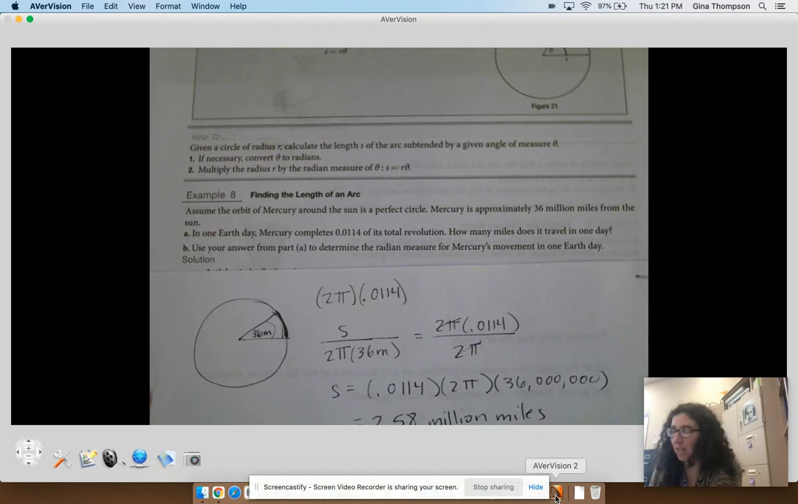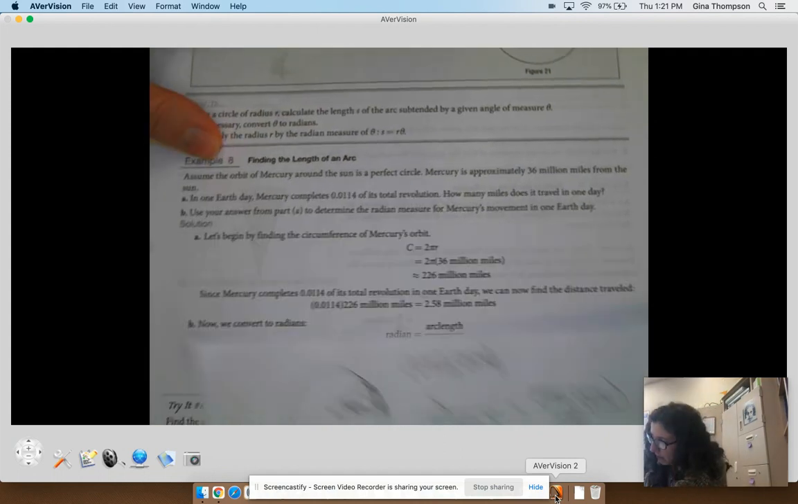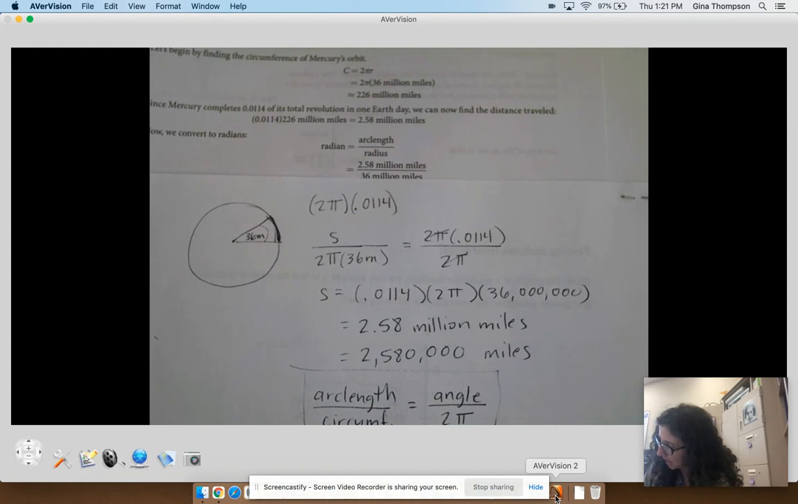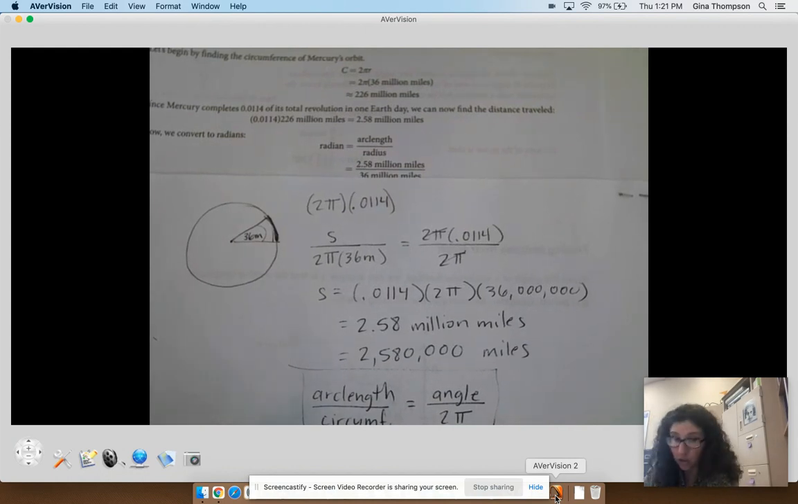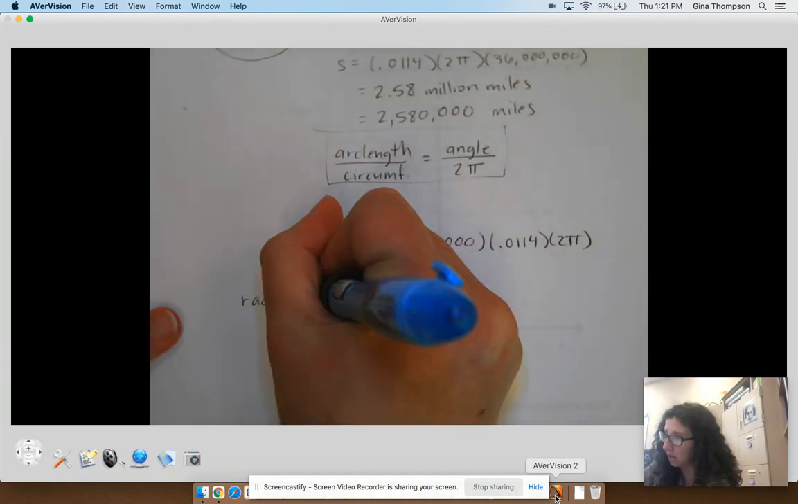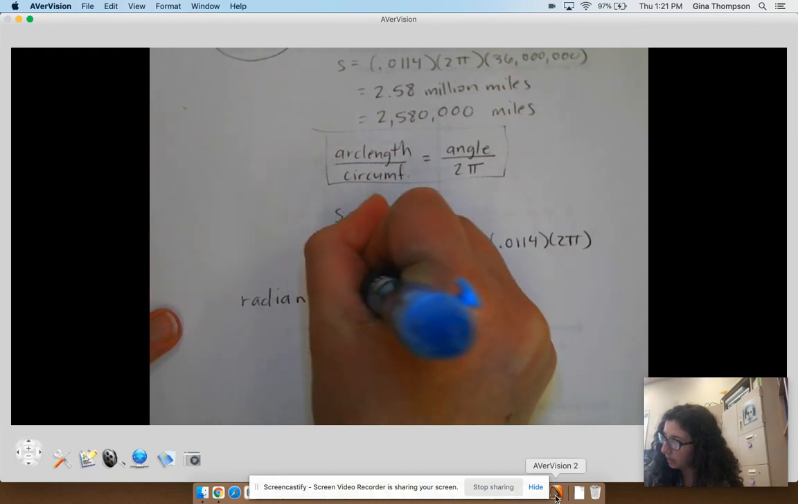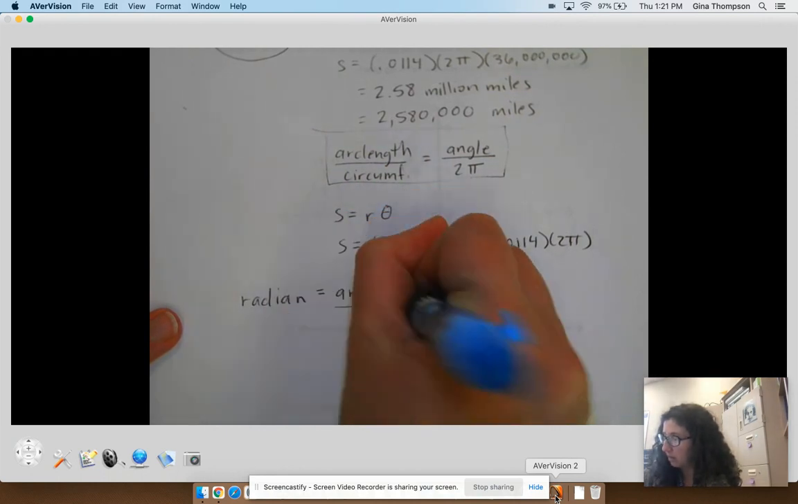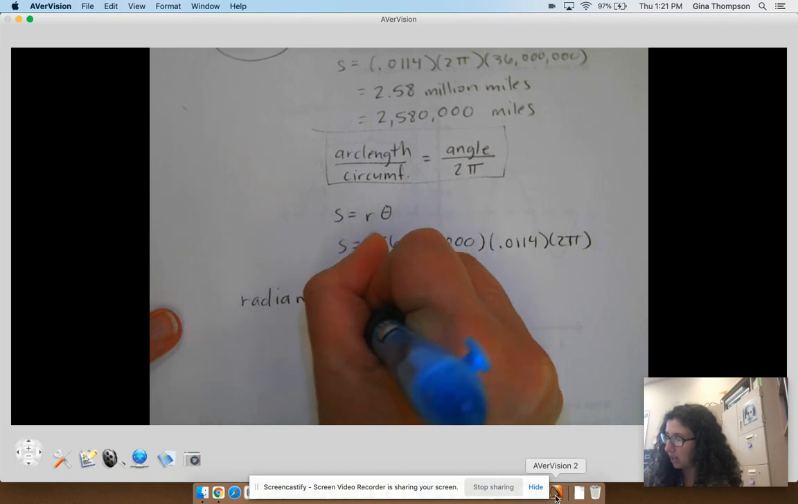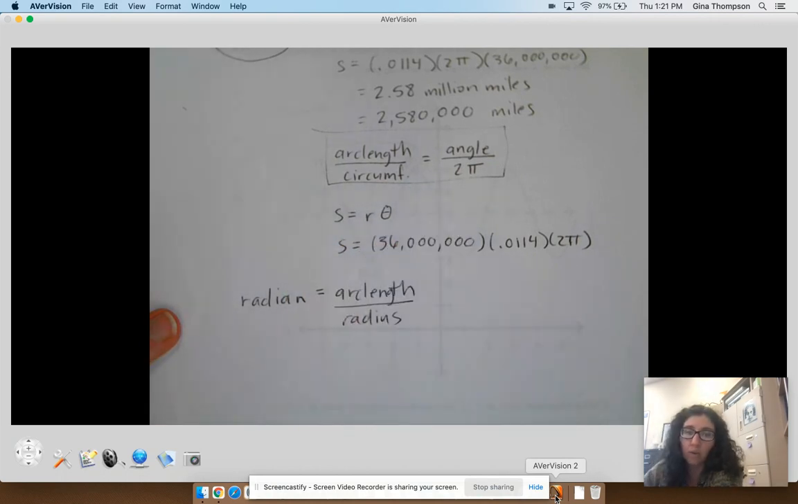Okay, what's the radian measure? So radians, and this is the definition that we should know. Radian equals arc length divided by radius. That's the definition of a radian. It's the arc length divided by the radius.